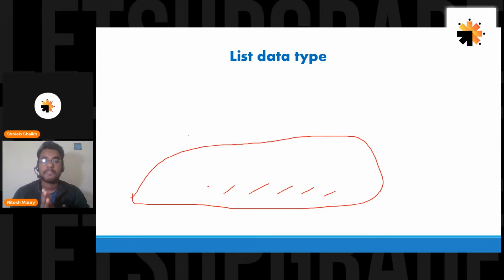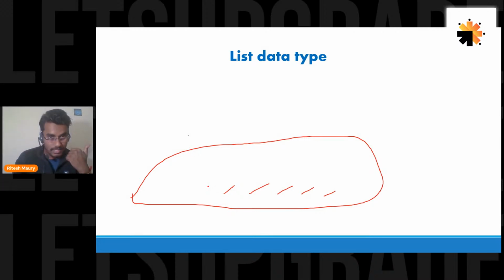Okay, the first one, list is mutable. Let me clear one thing. After we complete all the data types, I'm going to ask which one is mutable and which one is immutable. That will be a very fast quiz on Google Live.